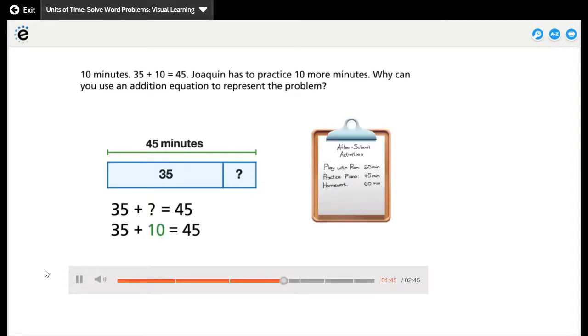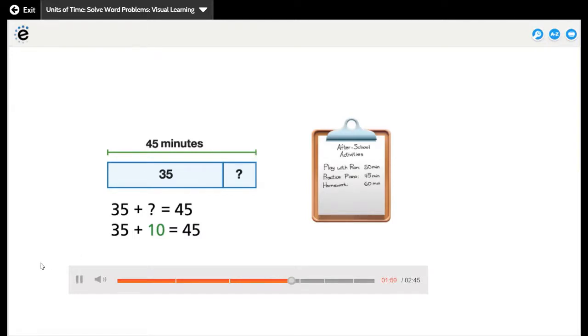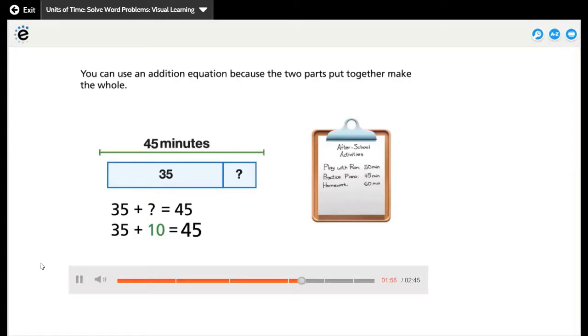Why can you use an addition equation to represent the problem? Here we are using an addition equation because 45 represents the whole minutes. So this part and this part, if we add them, it shows 45 minutes. You can use an addition equation because the two parts put together make the whole.